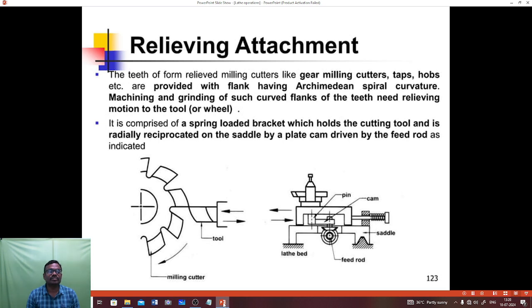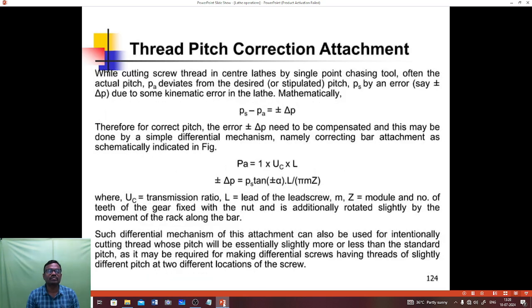Then relieving attachment. The teeth of form relieved milling cutters like gear milling cutters, taps, hobs, etc. are provided with flank having Archimedean spiral curvature. Machining and grinding of such curved flanks of the teeth need relieving motion to the tool.